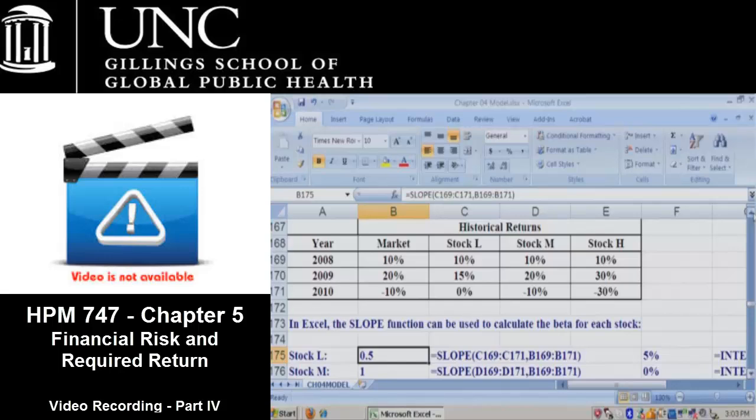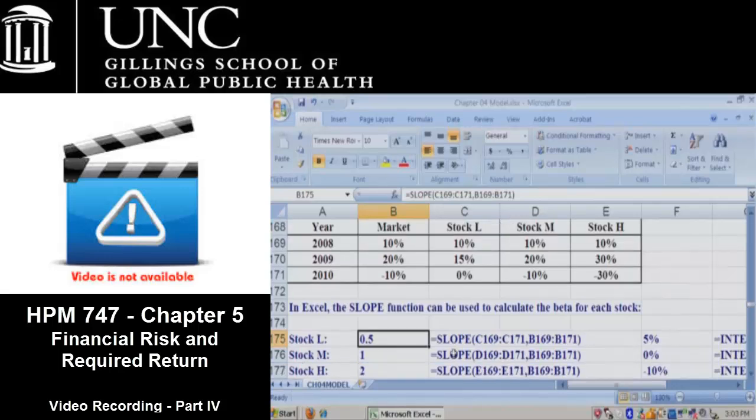So it's really simple to use, and it's very handy when you're making a financial risk calculation. And then similarly with stock M, we're simply regressing D69 to 71 against B69 to 71. And often you have to make sure that the first row or column that you highlight is the stock, and the second one is the market. Or the first one is the investment project, and the second one is the rates of return on the organization. Because it's Y against X.